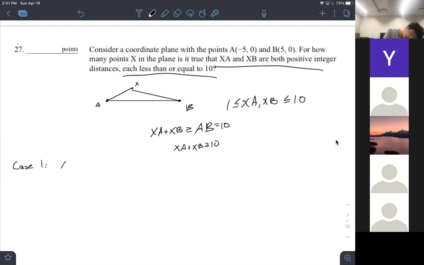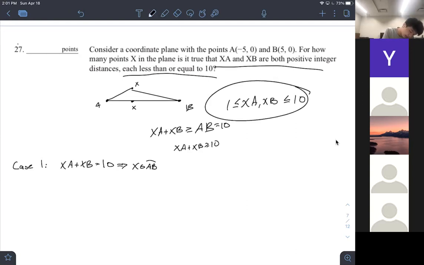Case 1, XA plus XB is equal to 10. In this case, this means that X lies on the line AB. This is the only way that this can happen, because when X is here, AX plus XB clearly equals AB. And so how many choices do we have for X here? Well, because of these bounds, X has to be somewhere along here, and X can be from -4 to 4. So this case has 9 choices.